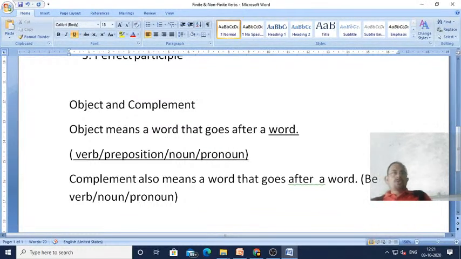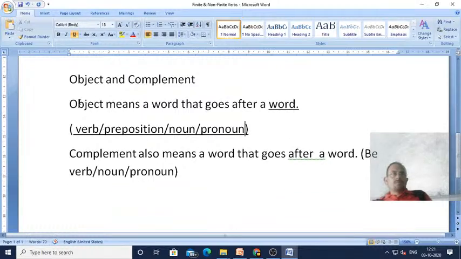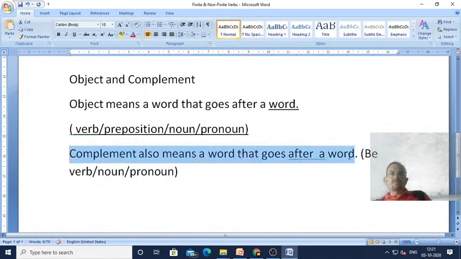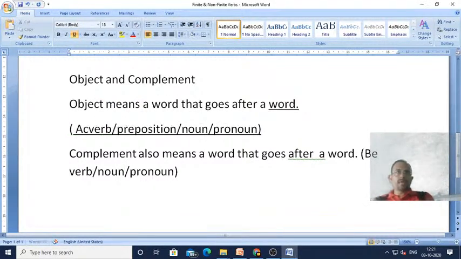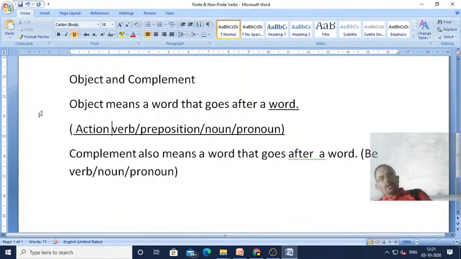Okay, so dear students, object means a word that goes after a word, complement also means a word that goes after a word. Then what is the difference? Difference is, whenever it is complement, it will be after either a be verb or a noun or a pronoun. In the case of an object, it should always be an action verb. Object means a word that goes after an action verb or after a preposition.